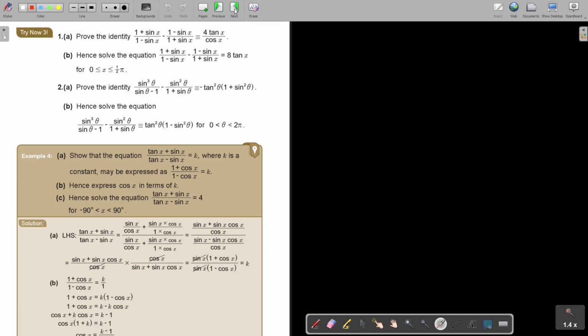Let's start with the first example. Example 1. Prove the identity that this is equal to this. Now, I always first like to write it down. So if I start on 1a, I'm first going to write down the whole identity.